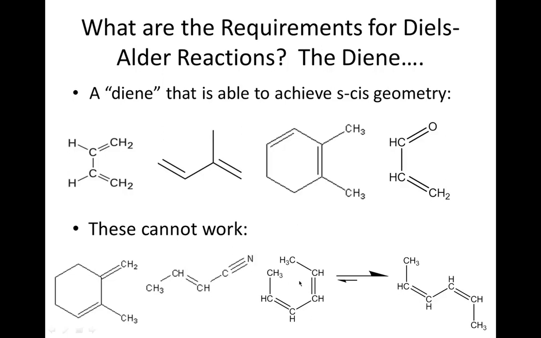This one can't work because it's too crowded, and I didn't do a space filling drawing here, but these two guys, if this is a cis structure on this double bond right here, it really wants to flop around and get this guy on the other side. So it's going to spend most of its time like this, and so it really can't undergo this reaction either. So you really have to think about that as one of the requirements for this reaction to work: a diene that can get into the right geometry.